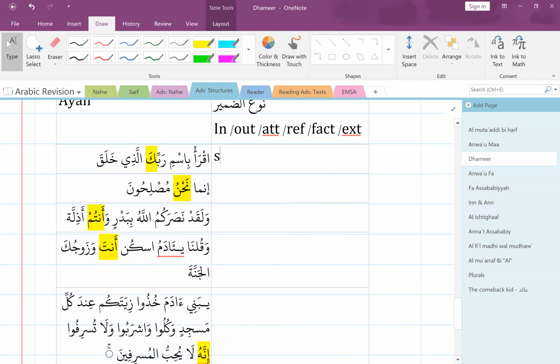Attached pronoun. You can see clearly Rabbi is an ism and the ka is an attached pronoun. So mudaf, mudaf ilayh, that's what's happening there. Right.